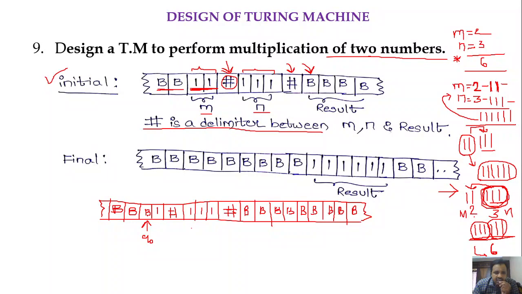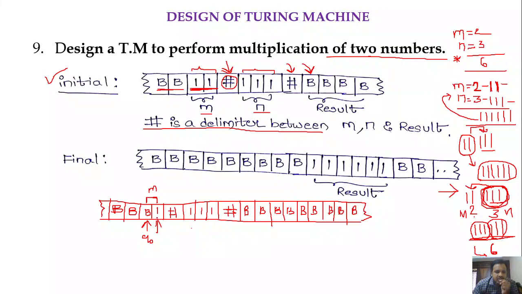So we are considering the first one in m, right? We are in state q naught. If we get a one, we replace that one with a blank and move the head towards right. Here we are searching for the first one in the input portion m. After finding the first one in the m portion of the input, we replace that one with a blank and move the head towards right.